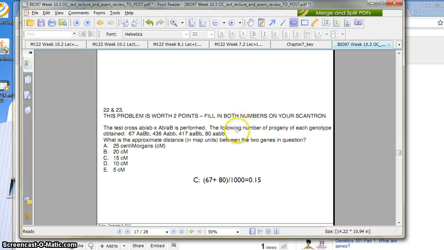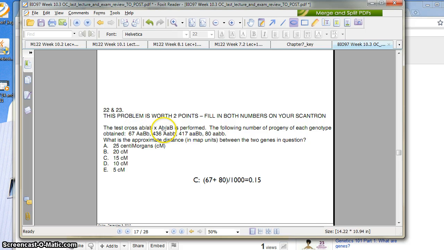Alright, next question. Crosses are performed, and the following number of progeny for each genotype are obtained. What is the approximate distance between the two genes in the population? Okay, the answer's already here, but let's go through and explain it. How do we find map distance? We use recombination frequency, right? So here we have the test cross between this one and this one.